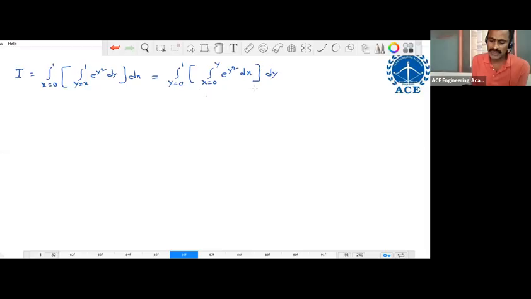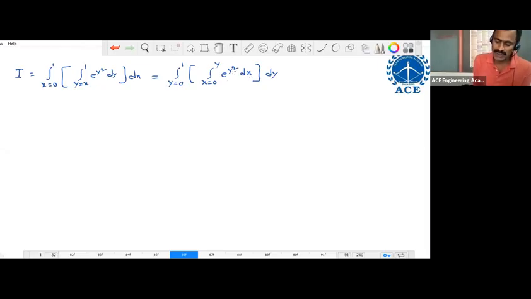After changing the order of integration, this is the new integral. According to the given integral limits, we cannot integrate this function. That is why we are changing the order of integration. The limits x from 0 to y: we have to start with x and then stop with y only.